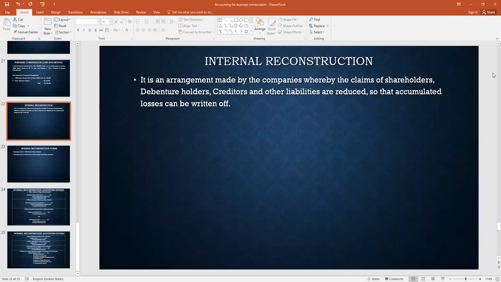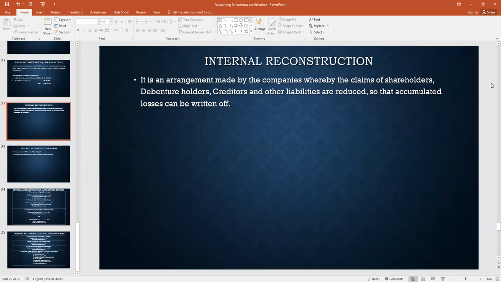to pass. So first, before going in depth into internal reconstruction, let us see the definition of internal reconstruction. It is an arrangement made by companies whereby the claims of shareholders, debenture holders, creditors and other liabilities are reduced so that accumulated losses can be written off. So this internal or external reconstruction is applicable for those companies which are suffering from a huge amount of loss.